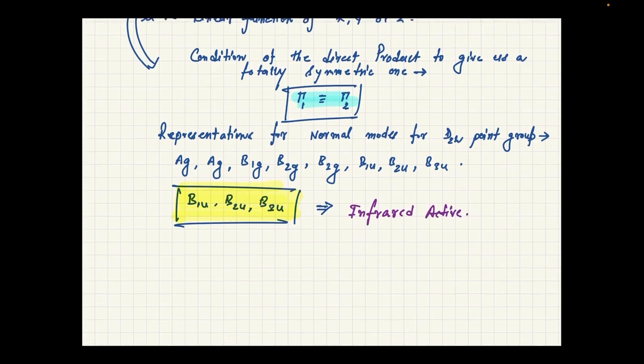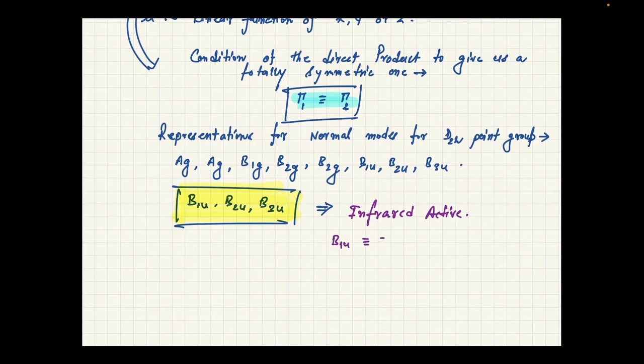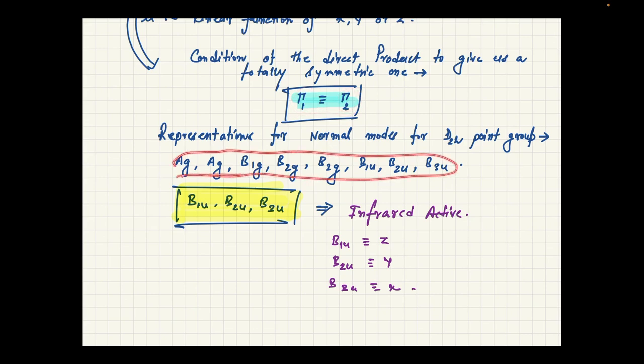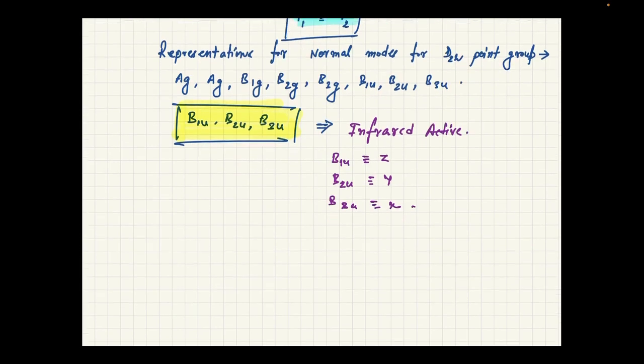Why? Because B1U represents Z, B2U represents Y and B3U represents X. These are the linear functions of X, Y and Z, and the condition was that gamma 1 has to be equal to gamma 2. That means out of these vibrational normal modes, B1U, B2U and B3U match with the linear functions of Z, Y and X. So that's why these three representations will be infrared active. Okay.